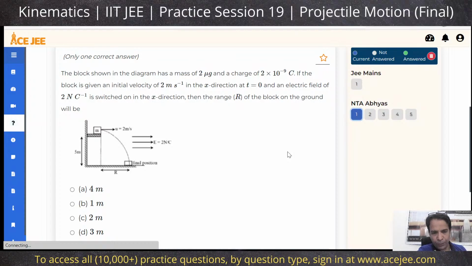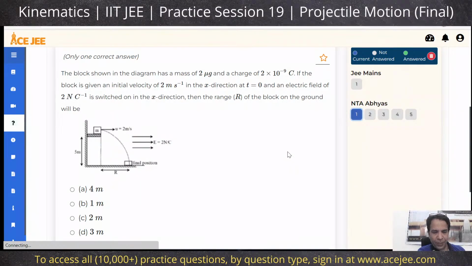For example, in this scenario, you have the mass m that is being thrown from a certain height, and the electric field has been turned on. This mass m has a charge of 2 into 10 to the power minus 19 coulombs, which means it will experience a force. What will be the magnitude of the force? Q times the electric field, QE. So there will be a horizontal acceleration besides the gravitational acceleration downwards. And then they're asking for the range. First we need to figure out the time of flight. This is the time it will take for the block to reach the ground.